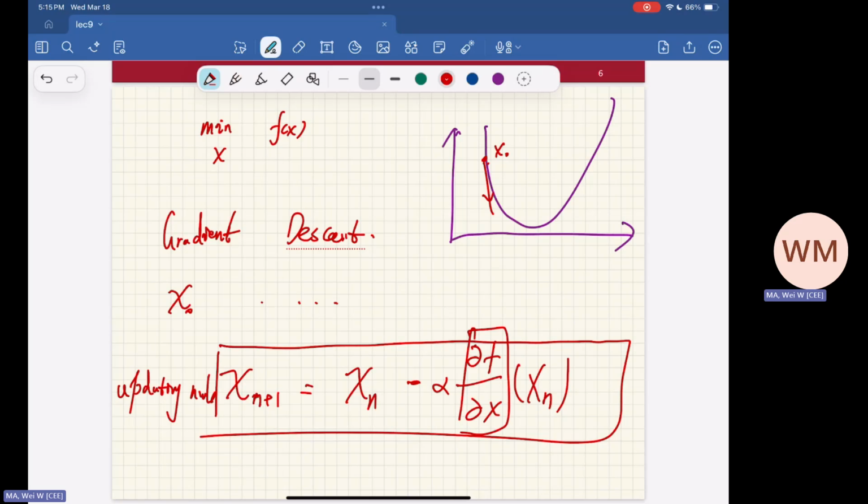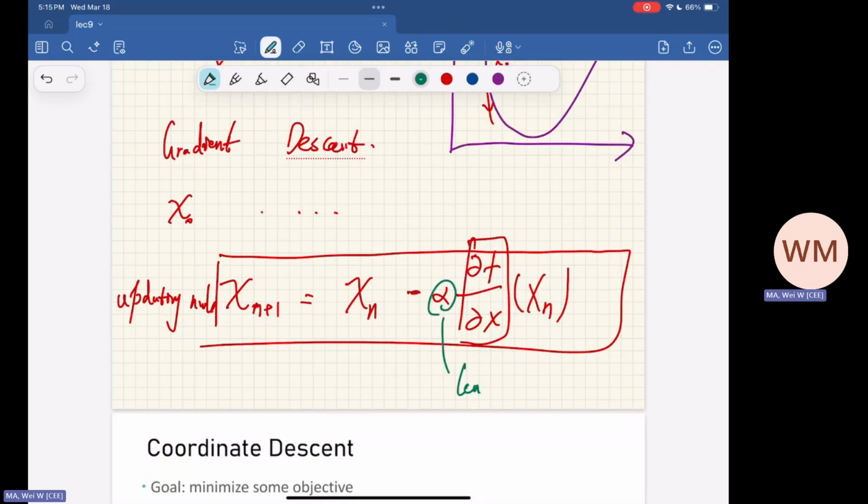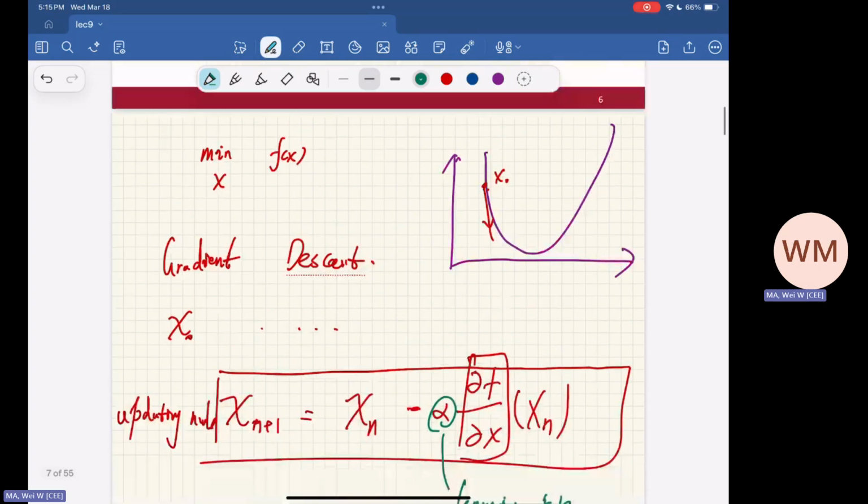x_{n+1} = x_n minus alpha times the gradient, so the next iteration equals x_n minus some multiple of the gradient. And here we have an alpha. I think now you know the name for alpha. This is called the learning rate. In optimization, it's called step size. In machine learning, it's called learning rate. So this we call gradient descent.